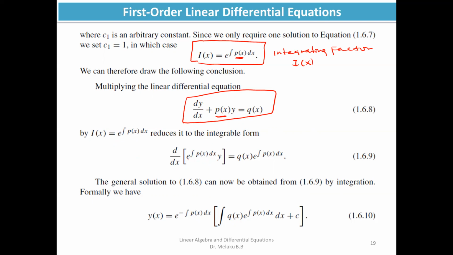d/dx of I times y is equal to q(x) times the integrating factor. This is I, this is q, this is I, this is y, in short. Therefore, upon integrating this, you will obtain y(x) equal to e to the power of the negative of the integration of p(x)dx, times the integration of q(x) times the integrating factor dx plus C. This is the general solution, okay?